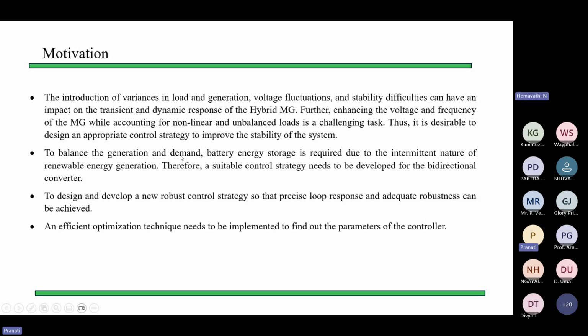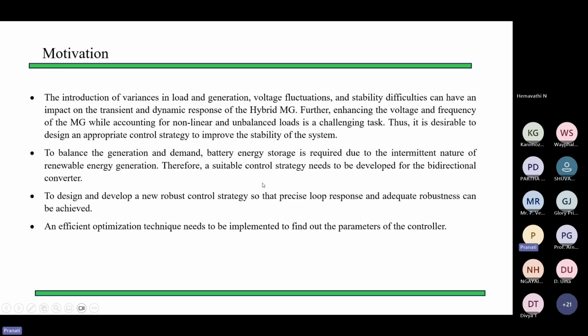Battery energy storage is required, as we all know, due to the intermittent nature of renewable energy. Sometimes, during the day and during the night time, we do not have renewable energy sources. During the cloudy seasons, we do not have access to PV sources, and at different times we have wind energy produced. So due to this intermittent nature, to balance the generation and demand, we need to have some storage system. Here I have considered a battery energy storage system.